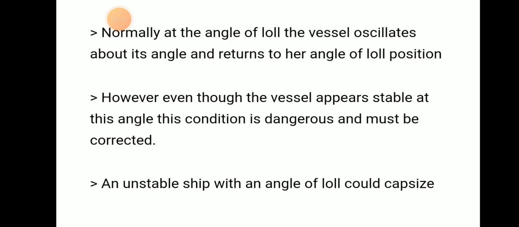Normally at an angle of loll, the vessel oscillates about its angle and returns to the angle of loll position. Even though the vessel appears stable at this angle, this condition is dangerous and must be corrected. It is a kind of neutral equilibrium, because there is a chance of the ship getting upright and stabilized, but this condition is dangerous. An unstable ship with an angle of loll could capsize. If the angle increases much more, the chance of the ship capsizing is very high.